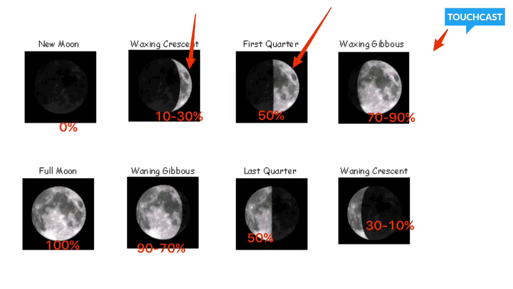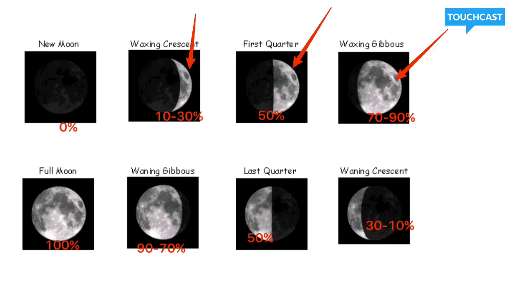And with the waxing gibbous, it's going to be about 70 to 90%. It's almost a full moon. The light for waxing, once again, is on the right. And in about 3.5 days after your waxing gibbous, you get a full moon. Now, a full moon is going to be 100% lit up, and it's going to last for another 3.5 days.